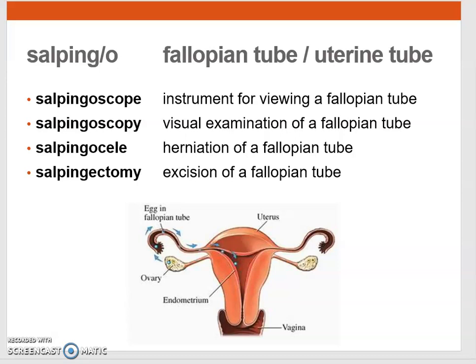Salpingocele would be a herniation of a fallopian tube, and a salpingectomy would be excision of a fallopian tube. Sometimes there's a pathological state involved in the uterus or the ovary. It will affect the fallopian tubes as well, and they will also have to be removed or somehow surgically altered to stop, especially malignant disease processes.